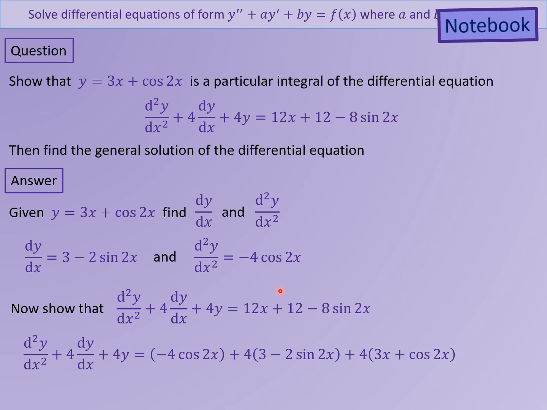And lo and behold, when I substitute it in, so I've substituted that part into there, that part into 4 lots of y', that part into 4 lots of y. There you go, so I've substituted it all in, and out comes that, which simplifies to exactly what we want. So I've done the first bit. I've shown that that is a particular integral to this differential equation. Okay, so I've done the first part just by substituting there. I've shown that that definitely works. That is a particular integral.